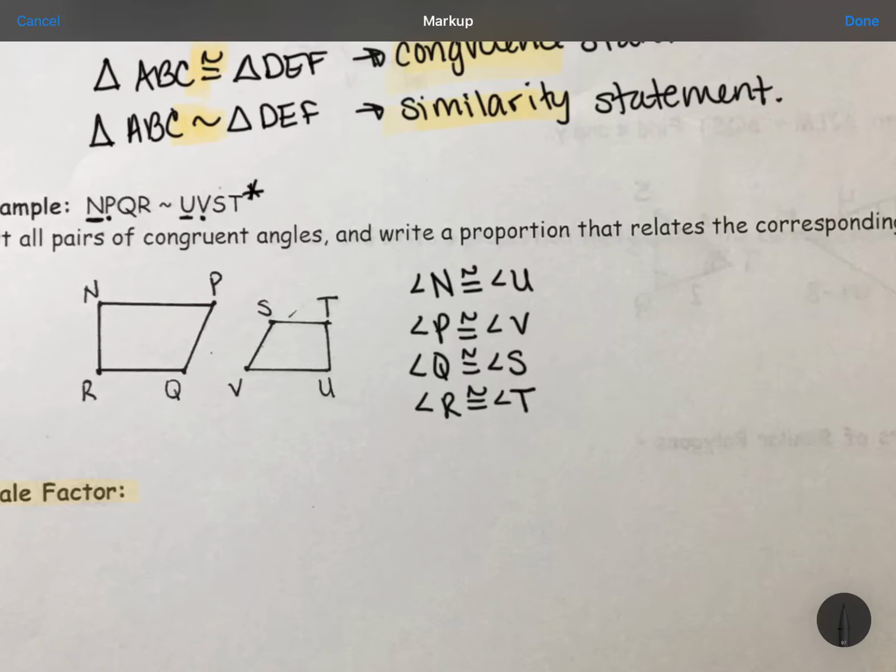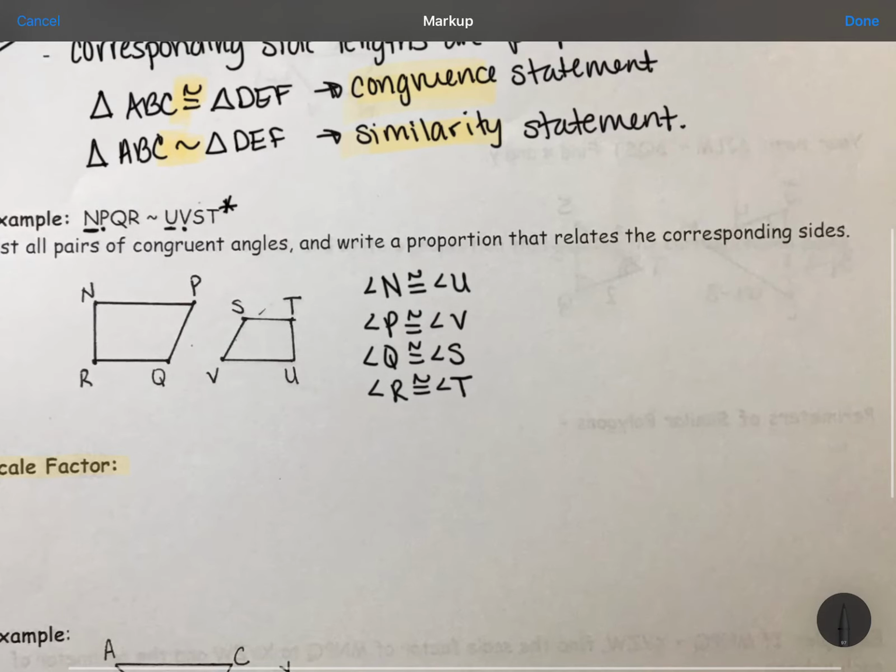The next thing we need to write is a proportion that relates the corresponding sides. Again, I like to look at my similarity statement. It helps organize which sides are corresponding. So if I take a look, NP are the first 2 letters of the first figure, and they line up with UV. So side NP and UV are corresponding, so we set up a ratio. And of course, if we say ratio equals another ratio, that becomes a proportion.